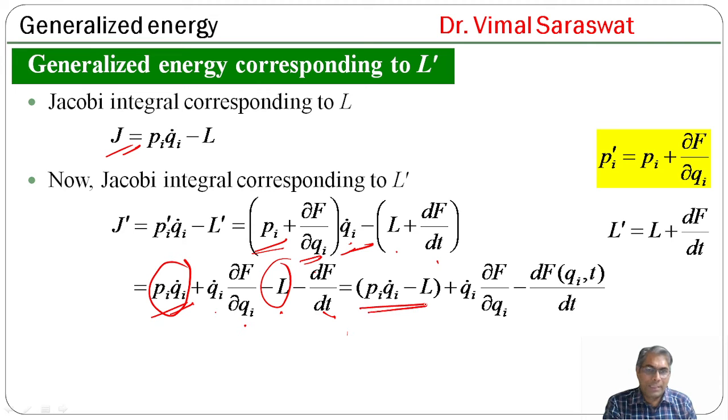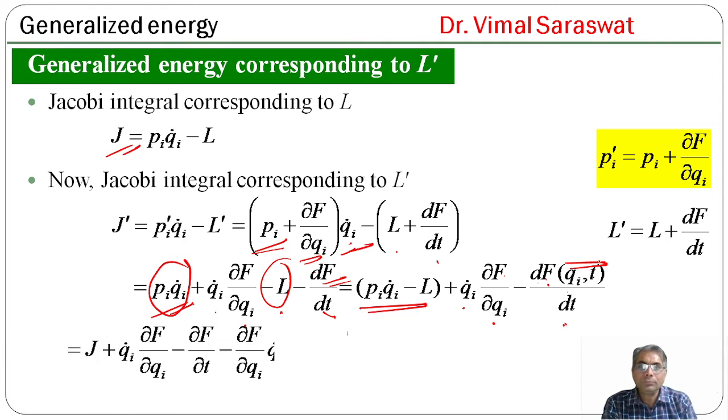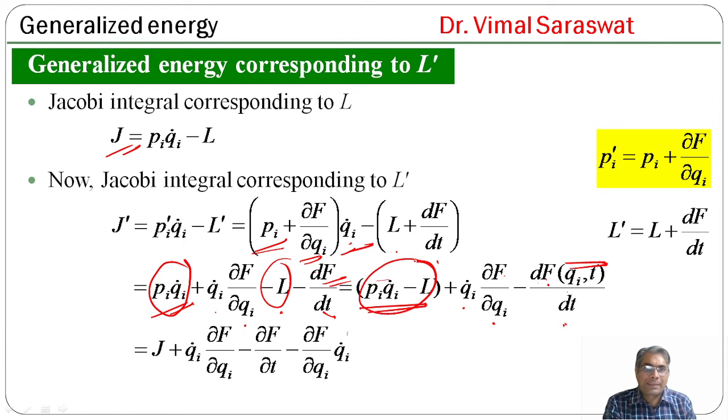So this will be equal to J plus Qi dot del f upon del Qi minus d by dt of f, and f is a function of Qi and t. We differentiate f totally with respect to time, so minus del f upon del t minus del f upon del Qi into Qi dot.